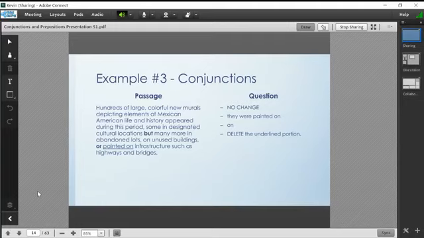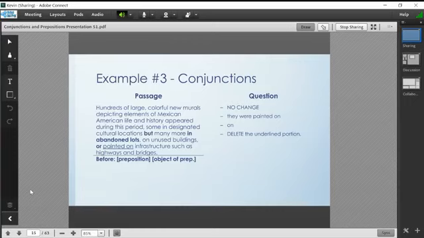So if we want to look about halfway down where it says "during this period," it then says "some in designated cultural locations." What we have there is a prepositional phrase, which we're going to be talking about a little bit more in a little bit. So we have "in designated cultural locations" before the "but," and then that also has to match up with what comes after. And then we see "many more in abandoned lots, on unused buildings, or painted on infrastructure such as highways and bridges." So again, we have a couple of conjunctions and everything's got to match up both before and after.